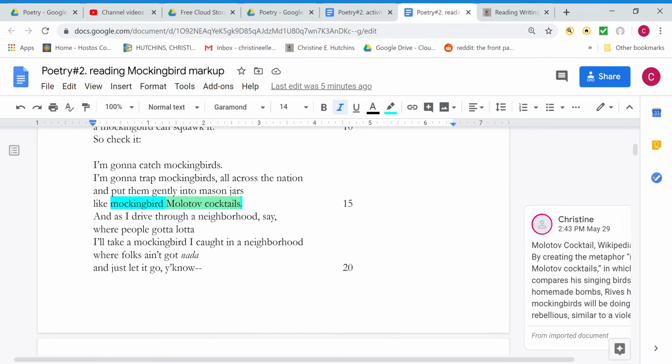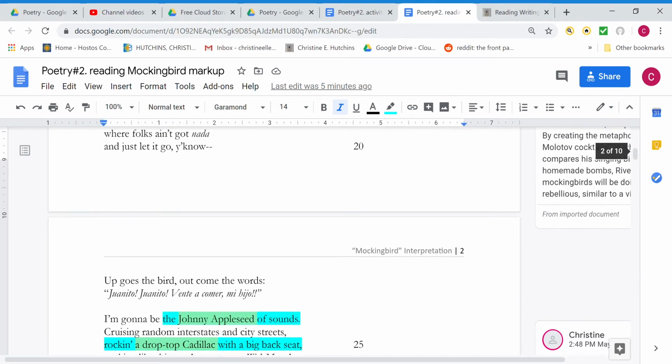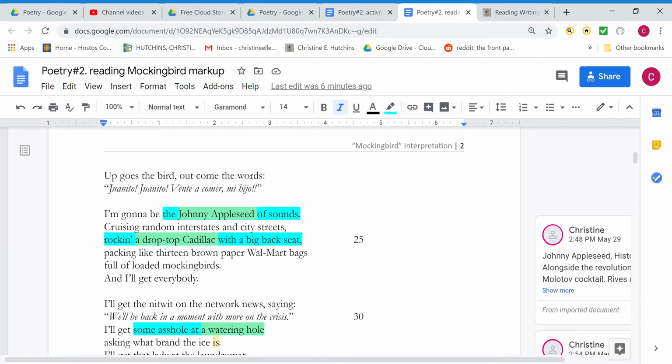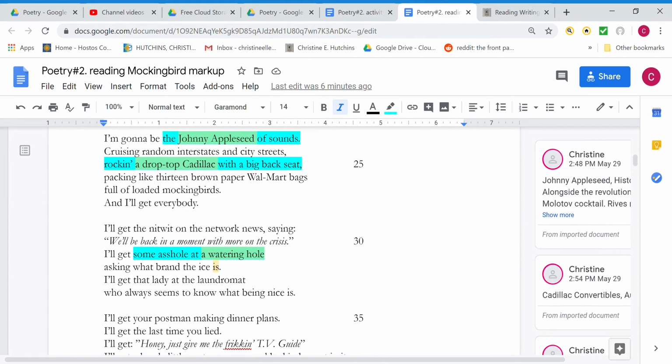The next thing I've marked, you may know it, you may not, is a Molotov cocktail, a Mockingbird Molotov cocktail. So from Wikipedia, I've given information on what a Molotov cocktail is. Johnny Appleseed, you may or may not know this. It's often like a children's story. It's a folk tale. Johnny Appleseed is a historical folk figure. I didn't know what a drop-top Cadillac is with a big back seat. Some of you may, but I had to look that up, so I included a marginal note on that as well. It's also watering hole, which is a slang term. I don't even know if it's used very commonly anymore. It's a bar, by the way.